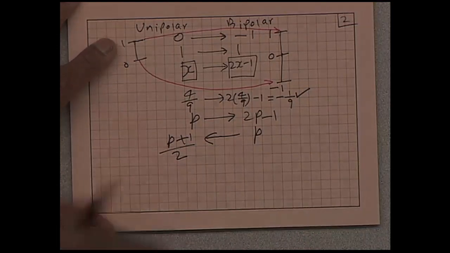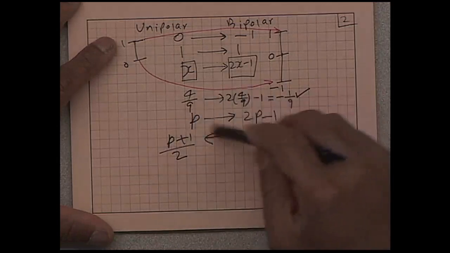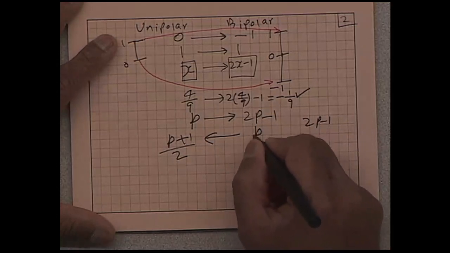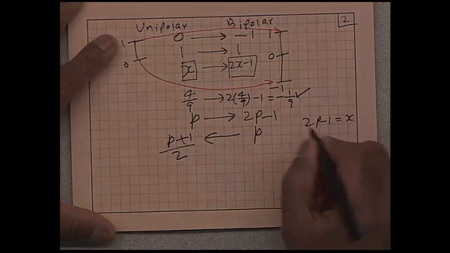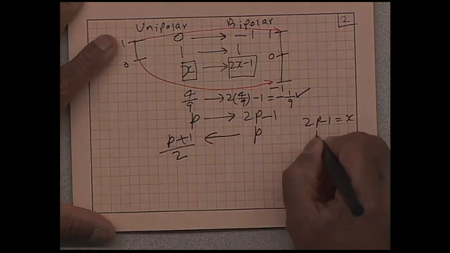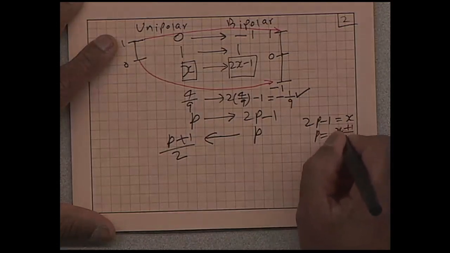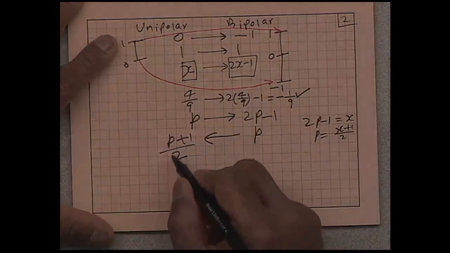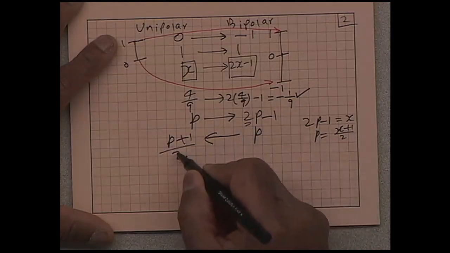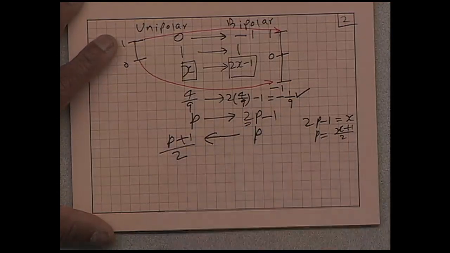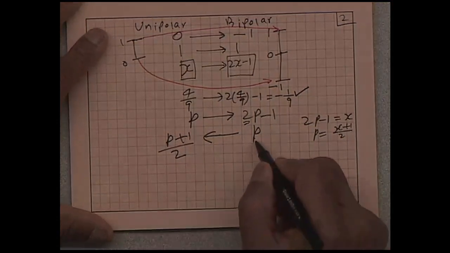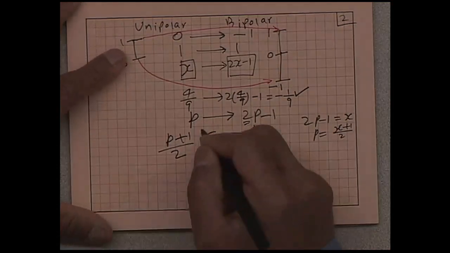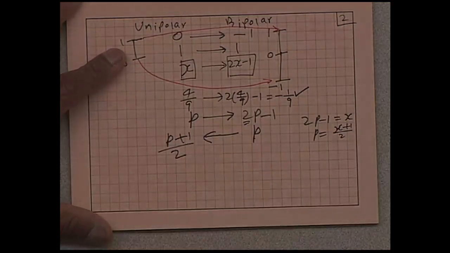Why is that? Let's instead of calling this p, call this x, so x is 2p minus 1. So what is p? p is equal to (x plus 1) by 2. And that's how we get p plus 1 by 2, replacing x by p. Indeed, if you multiply this by 2, the 2 cancels out, and then minus 1 is back to p. So if the bipolar number is p, the unipolar number is (p plus 1) divided by 2. If the unipolar number is p, the bipolar number is 2p minus 1.